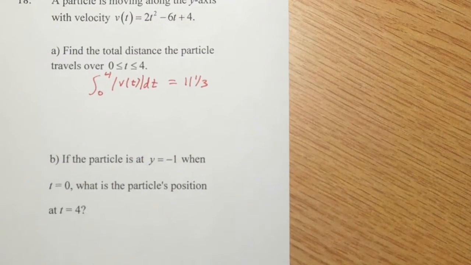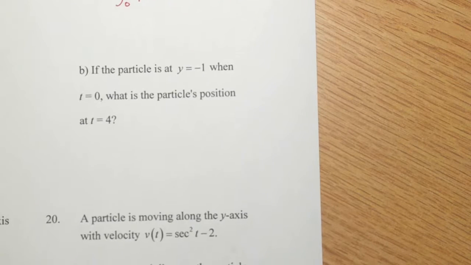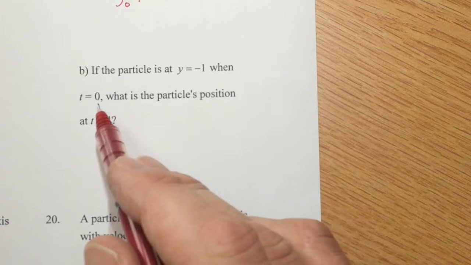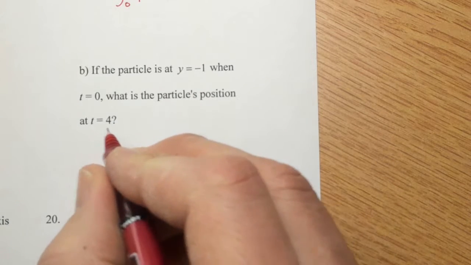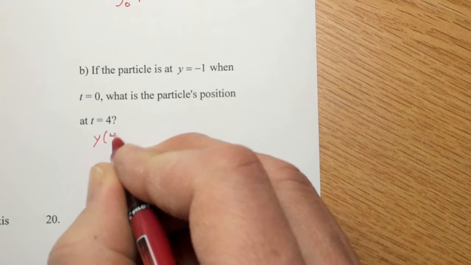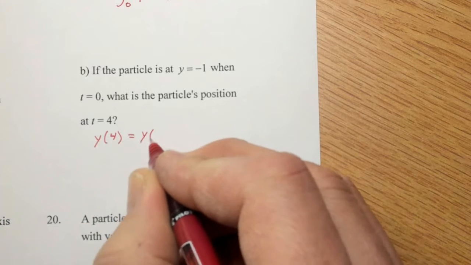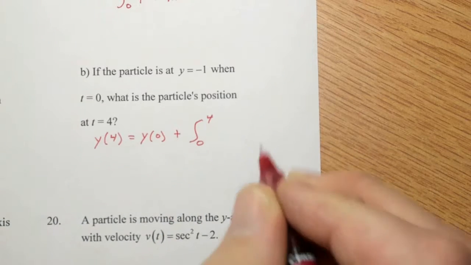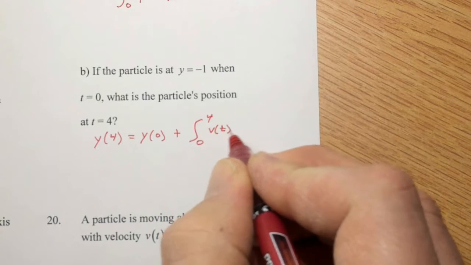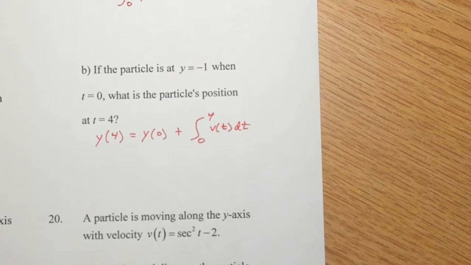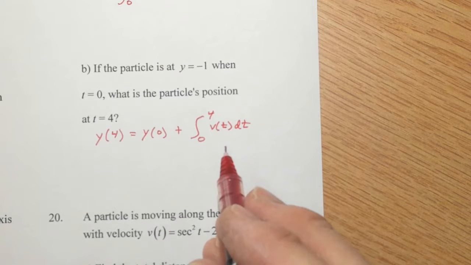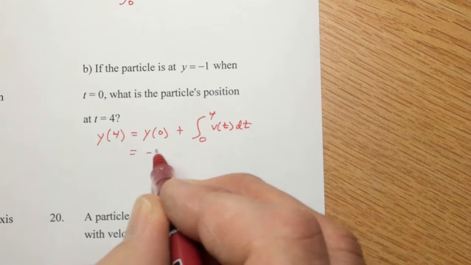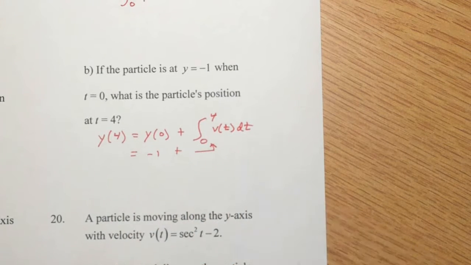All right. Now we're interested in the particle's new position if we know that the particle was at -1 on the y-axis when t was equal to 0. We're interested in the particle's position at t equals 4. So in essence, y of 4 is equal to y of 0 plus all the change from 0 to 4. And the change in position is velocity, because velocity is the derivative of position. So this is what we're looking to solve. Now y of 0, we're told is -1. So what we really have here is -1 plus, and then that integral.